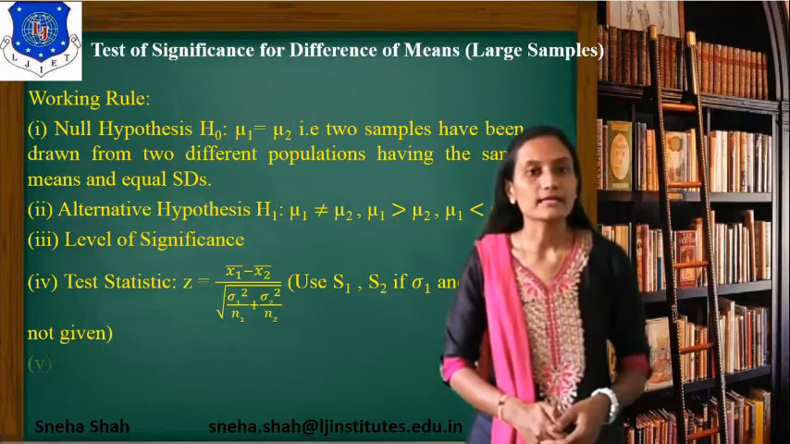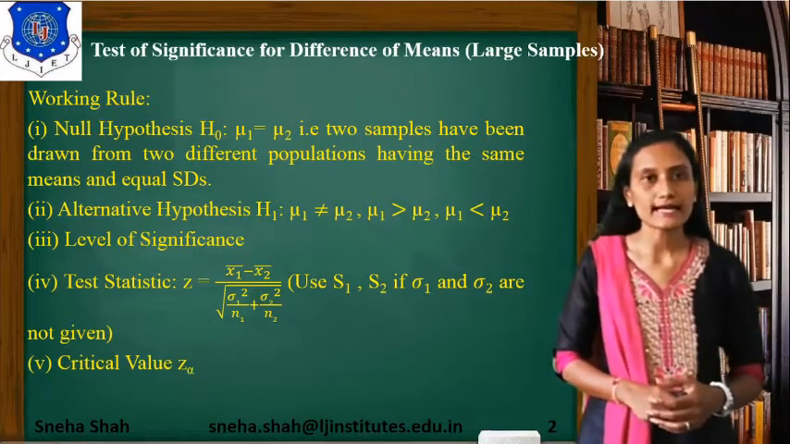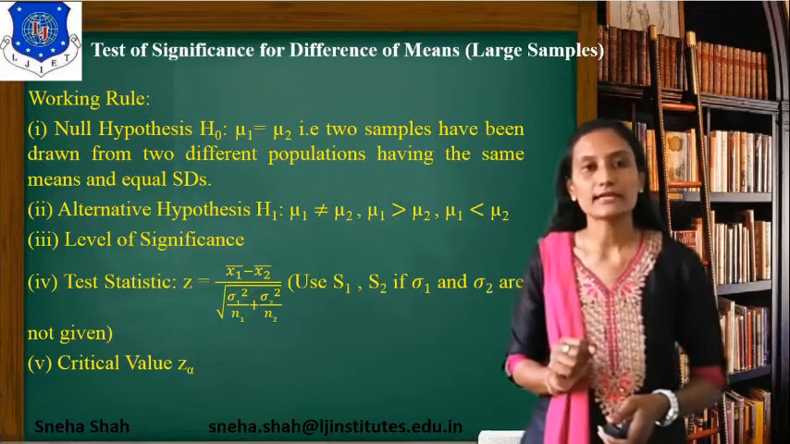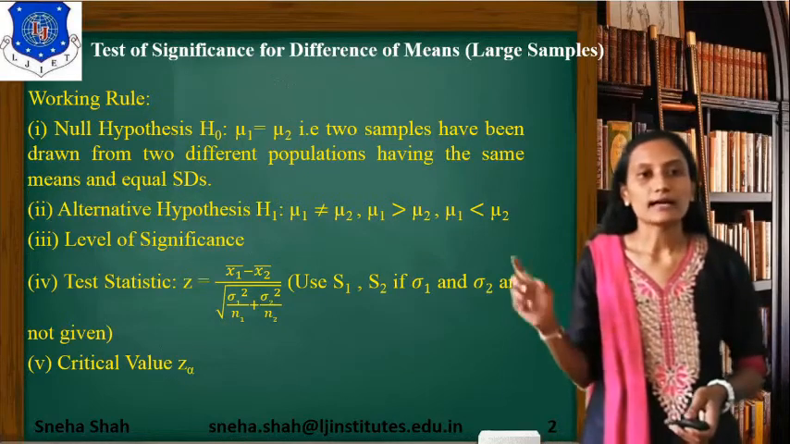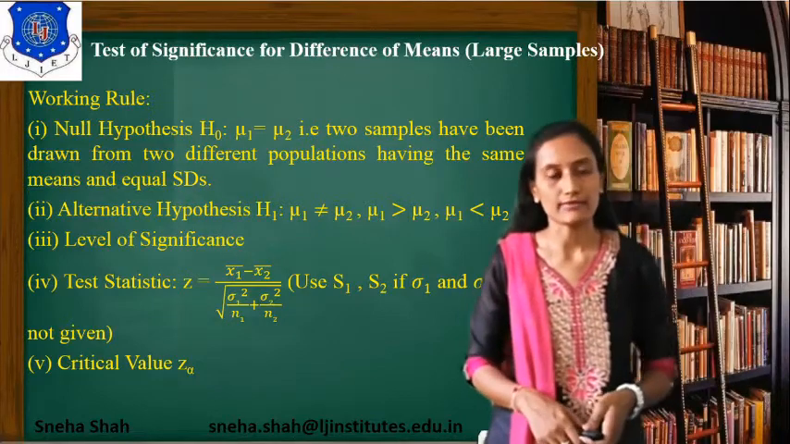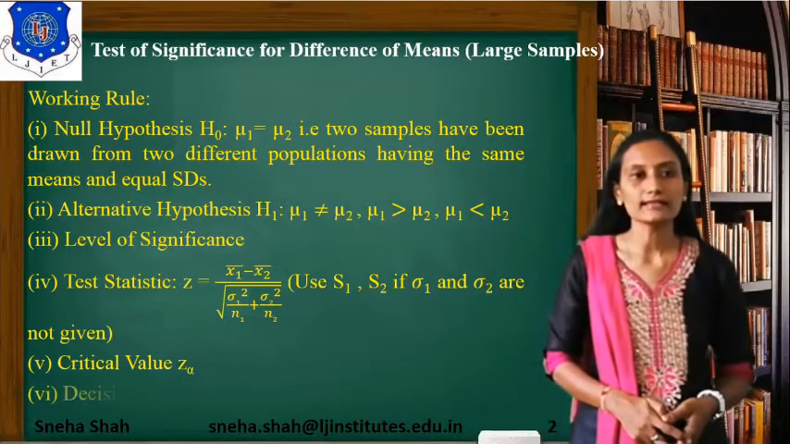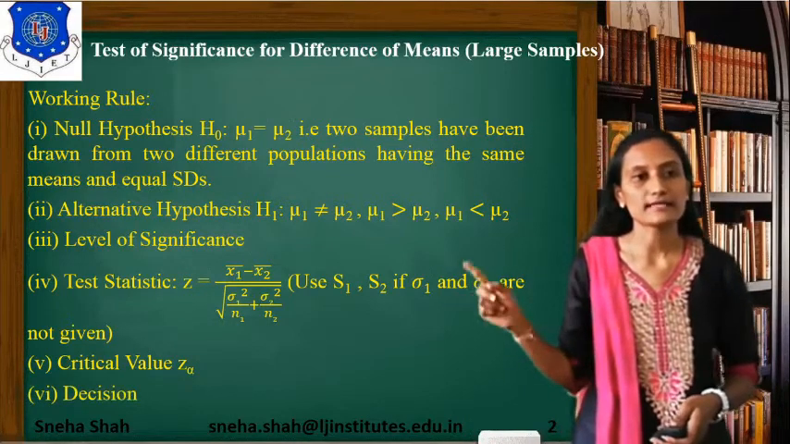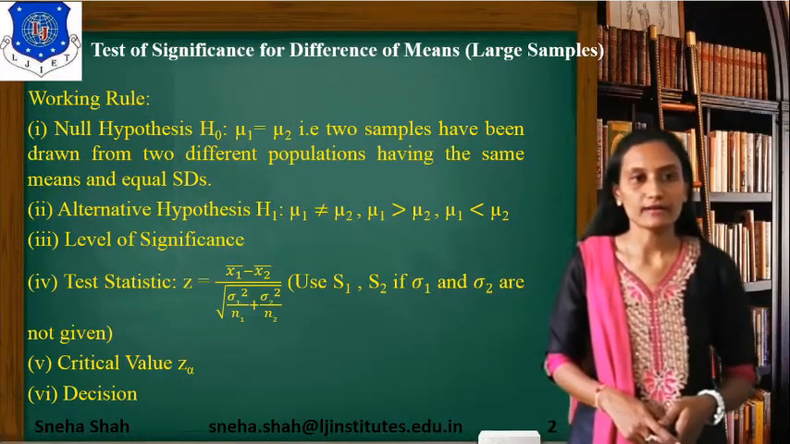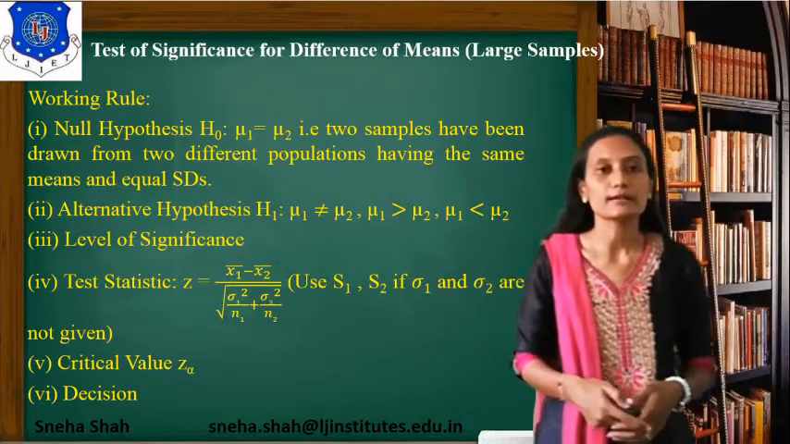Now we find the critical value of Z, represented as Z alpha, meaning Z at the level of significance alpha. Then we compare the two values, mod Z with mod Z alpha, and from that we decide. We apply the decision from this comparison of the test statistic mod Z and the value of mod Z alpha. This way we can solve any example based on different means.